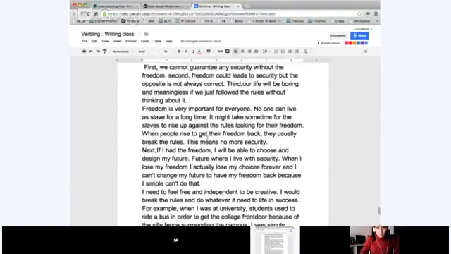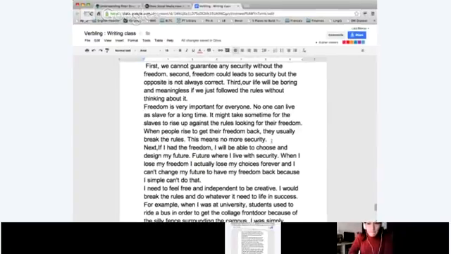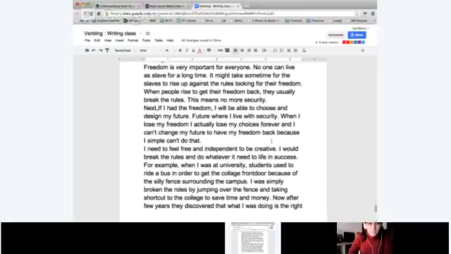No one can live as a slave for long. It takes some time for slaves to rise up against the rules looking for their freedom. When people rise to get their freedom back, they usually break the rules. This means no more security. Next, if I had the freedom, I'll be able to choose and design my future, where I live with security. When I lose my freedom, I actually lose my choices forever, and I can't change my future to have my freedom back because I simply can't do that.